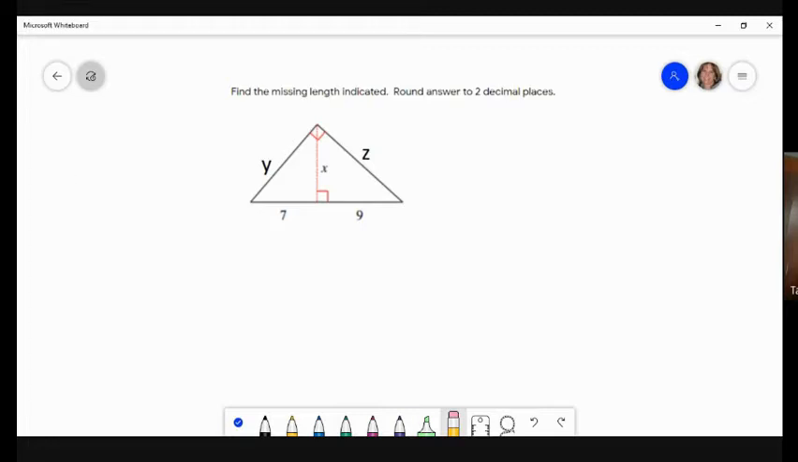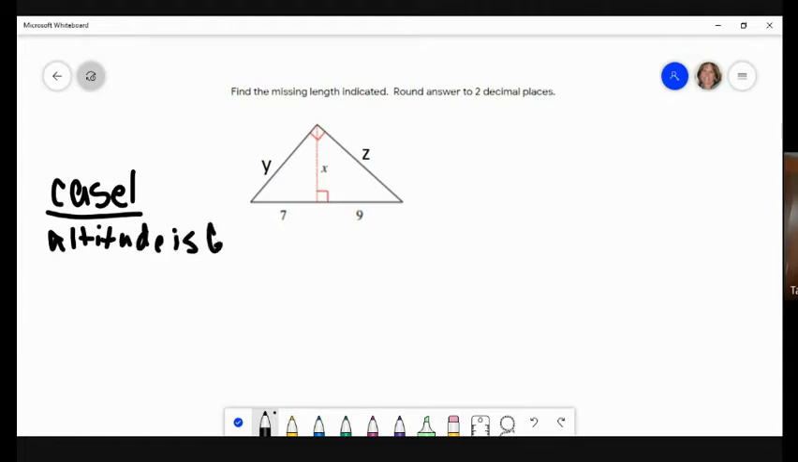So case one is when we're going to deal with the altitude as a geometric mean. And I'm going to abbreviate that to just GM, okay?